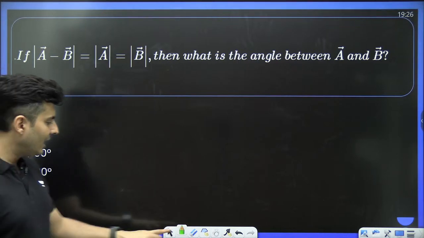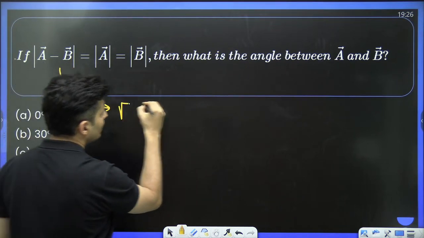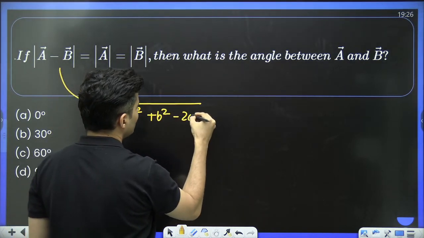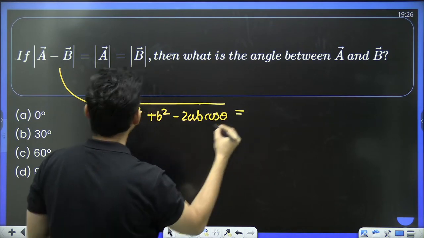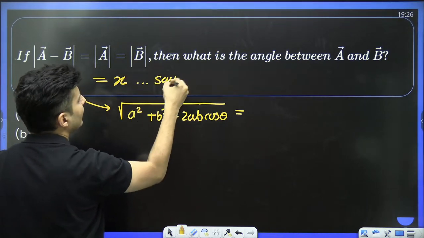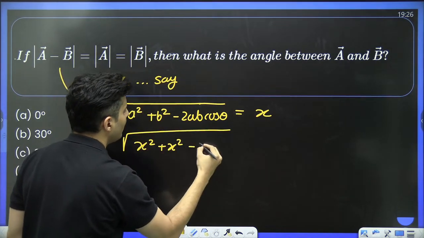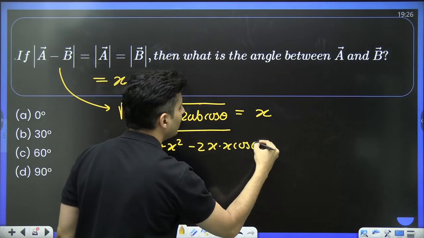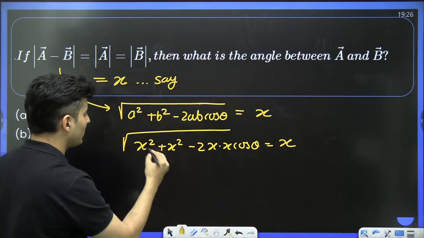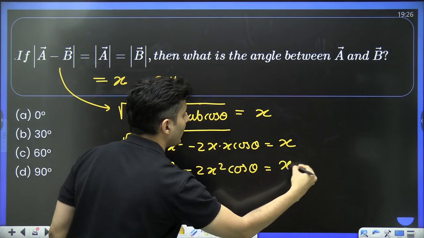Okay, everybody saying 90? Is that so? Let's try this out. The magnitude of the vector subtraction is root of a square plus b square minus 2ab cos theta. And that is equal to the magnitude of any of the vectors. Let's assume this as x. So basically this will become root of x square plus x square minus 2 x into x cos theta is equal to x, square both sides. This will become 2x square minus 2x square cos theta is equal to x square, correct?